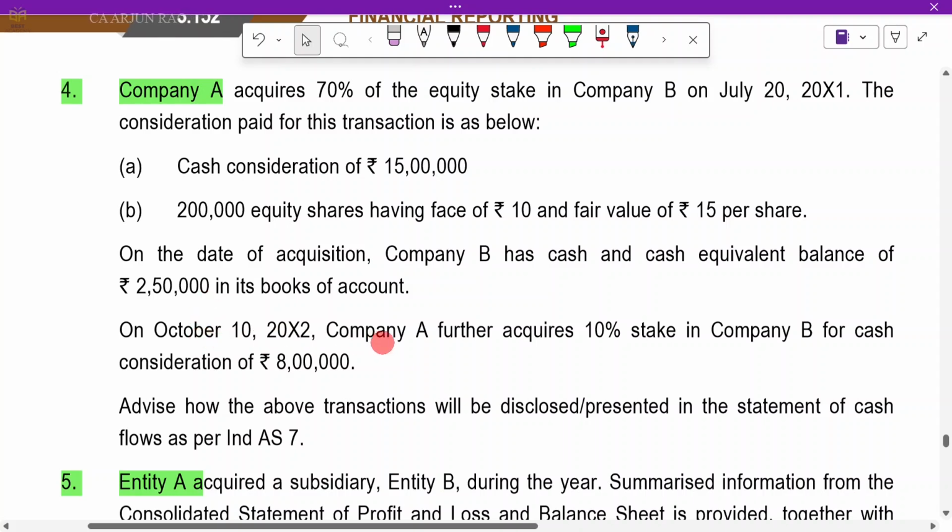Further, it is acquiring a 10% stake. Now this does not relate to gaining or losing control. So this is an equity transaction. So where will this come? This will come in financing. So the consideration paid net of the cash and cash equivalent balance of the subsidiary recognized, that is 12 lakh 50, will be shown in investing, and then this additional purchase will be shown in financing.